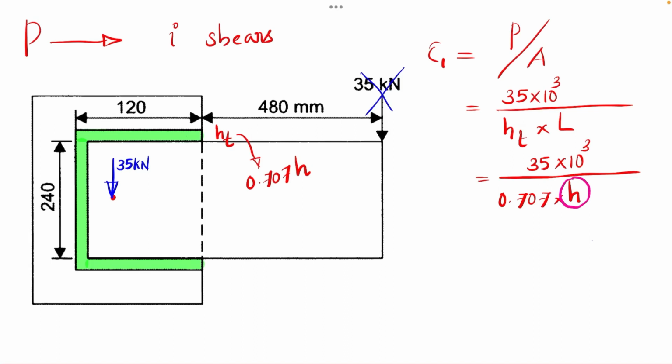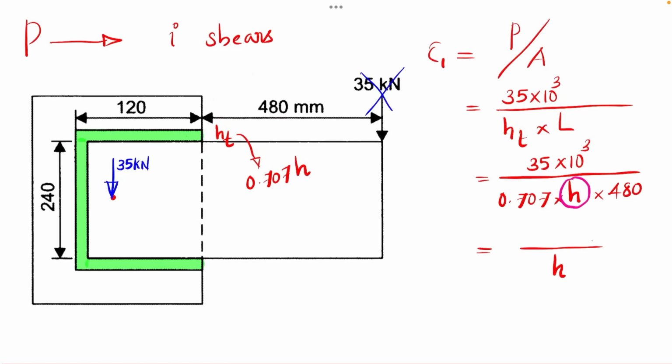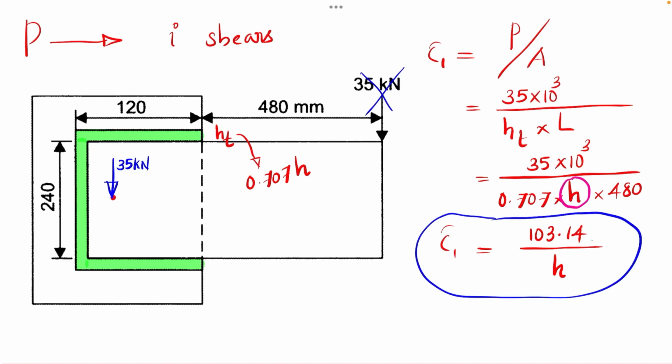This H is actually the size of the weld, which is the unknown that we have to evaluate at the end of this problem. And again into length, we will represent in mm, 120 plus 240 plus again 120, which will be 480 mm. If we simplify this, we will get a value with H in the denominator, and the numerator value will be equal to 103.14 divided by H. This is actually our primary shear stress.